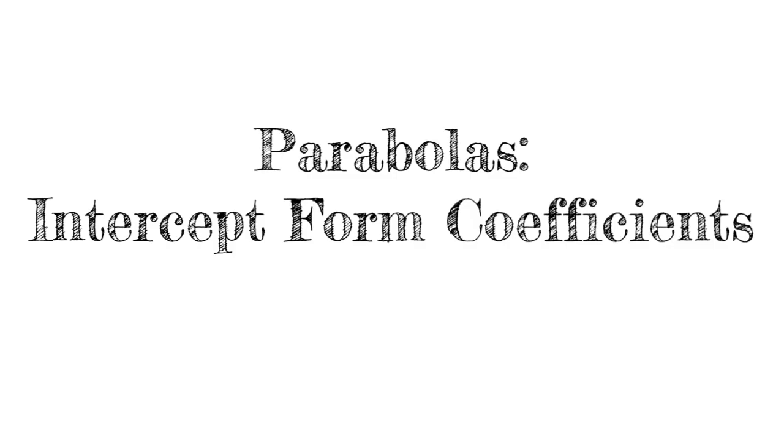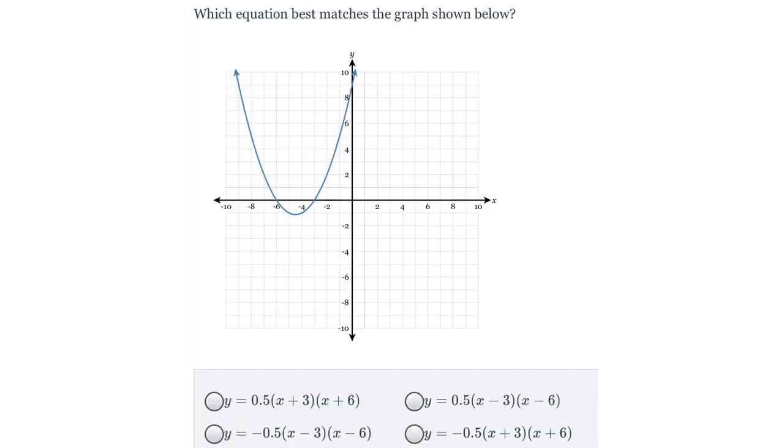Now we're going to talk about Delta Math subject parabolas, intercept form coefficients. This question asks which equation best matches the graph shown below. Then it gives you four options, all are in factored form with an a value.